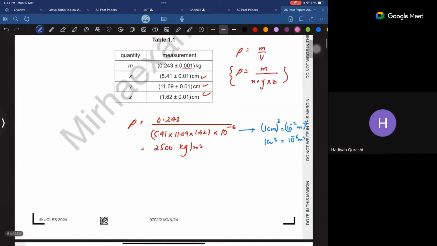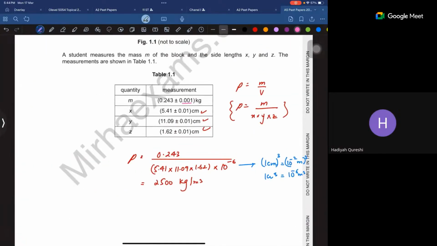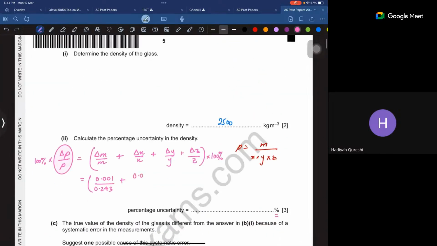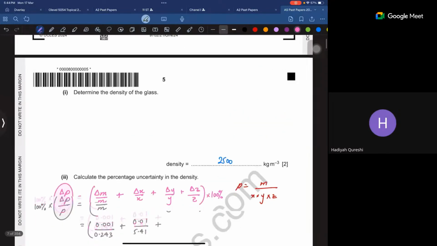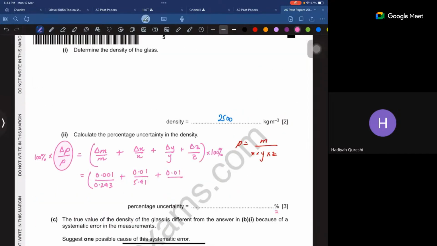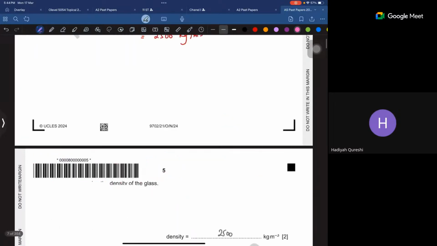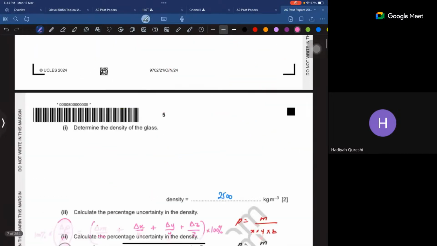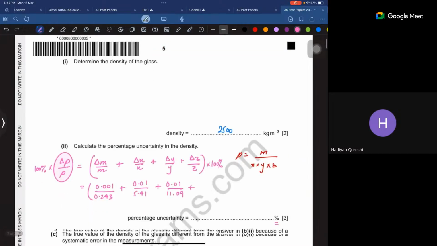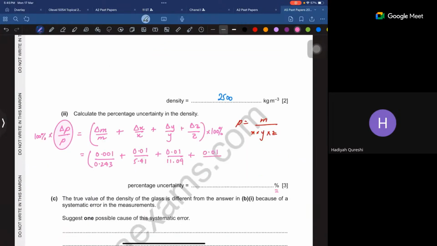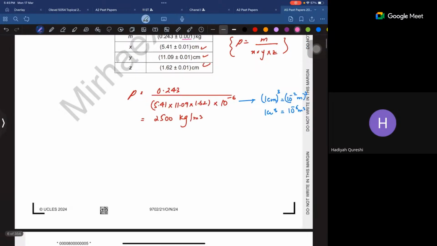Then delta x is 0.01 over 5.41, plus 0.01 over 11.09, and then 0.01 over 1.62.